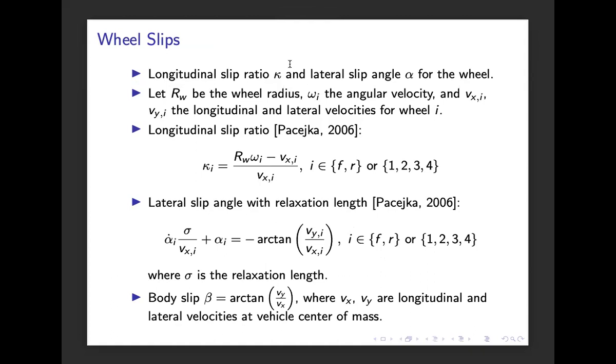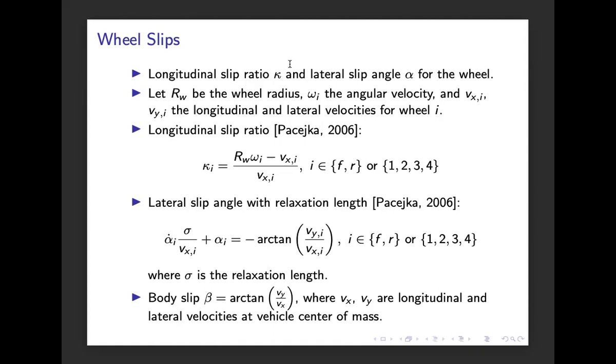So we have the longitudinal slip ratio that we call here kappa. It's often also called lambda in the literature. Then we have the lateral slip angle that we saw on the previous slide. And if we introduce the wheel radius as Rw, we have the wheel angular velocity and also the corresponding longitudinal and lateral velocities of the wheel. We can make some formal definitions for the longitudinal and the lateral slip.